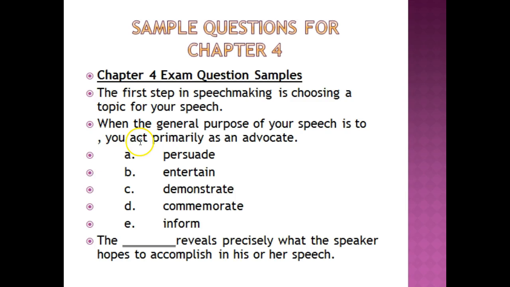All right, when the general purpose of your speech is to blank, you act primarily as an advocate. So here we're looking at the different types of speeches. And when we're advocating for something, we're attempting to persuade, entertain, demonstrate, commemorate, or inform. So if you're acting as an advocate, you're choosing to persuade. So your general purpose here would be to persuade if you're acting as an advocate.